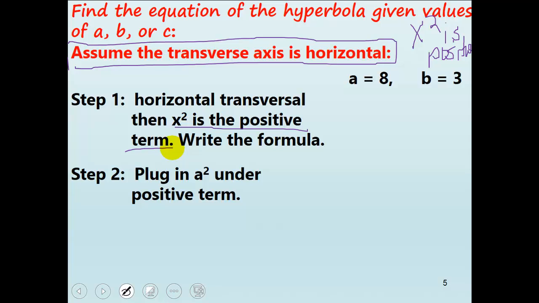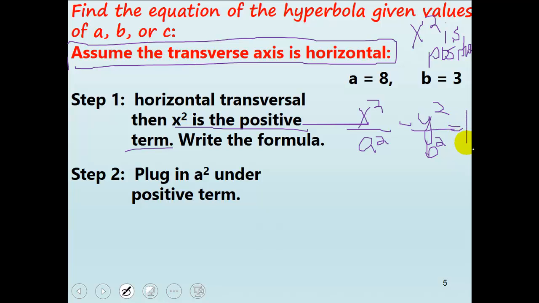So x squared is the positive term, okay? So this is a and this is b. So that means this has to go under the x squared. So we're going to have x squared over a squared minus y squared over b squared is equal to 1.